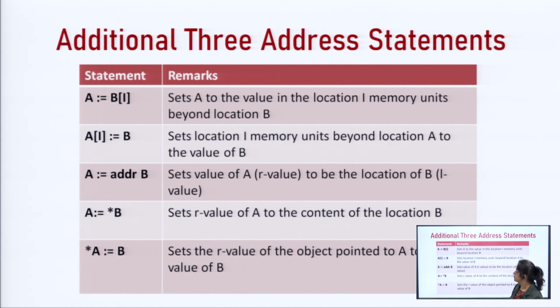Now, another thing is, suppose we have a statement like A is equal to B of I. Here it sets A to the value in the location I memory units beyond location B. So, we will go to the location B, then go beyond it up to location I, and that value will be stored in A. Now, B will be stored at A of I. It sets the location I memory units beyond location A, so at the ith index of A it sets the value of B. In 3 address notation it will be written like this.